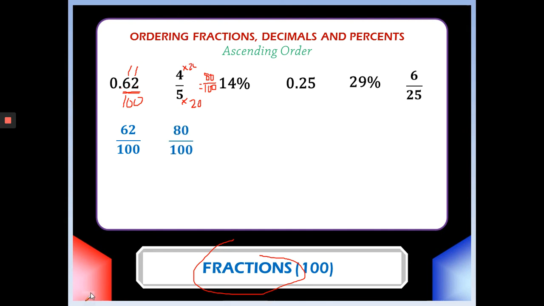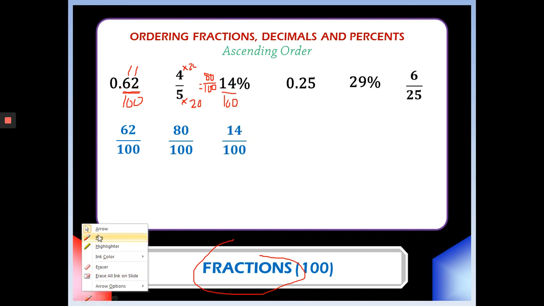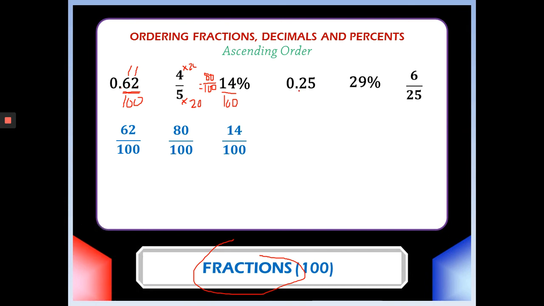Now how about 14%? Again, 14% means 14 of every 100. So just write the denominator 100 right away. The same with 0.25. 25 has two places after the decimal point, and that means the denominator is hundreds.